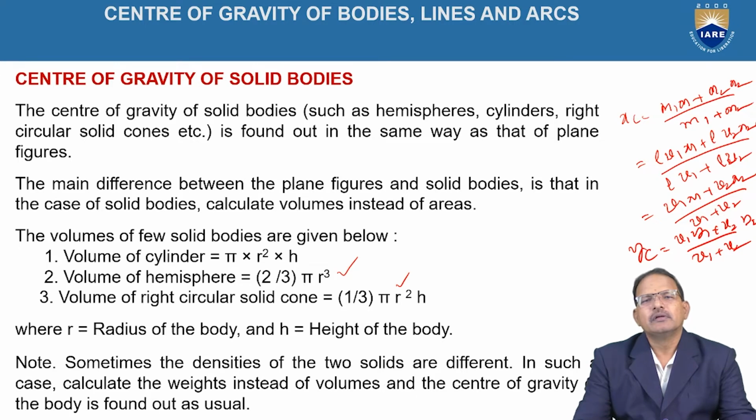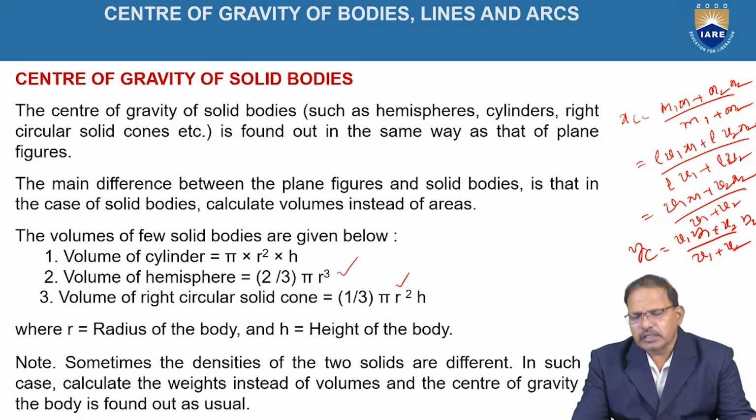If the composite figure is made up of different materials, in that case the density of the metal is different. The modified equation for determining x is m1 x1 plus m2 x2 divided by m1 plus m2. This m1 is equal to the density of the first material multiplied by the volume of the first material, so rho 1 v1 x1 plus rho 2 v2 x2 divided by rho 1 v1 plus rho 2 v2. This is the modified equation for determining the x coordinate.